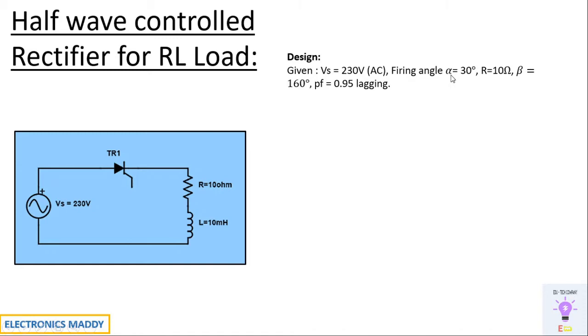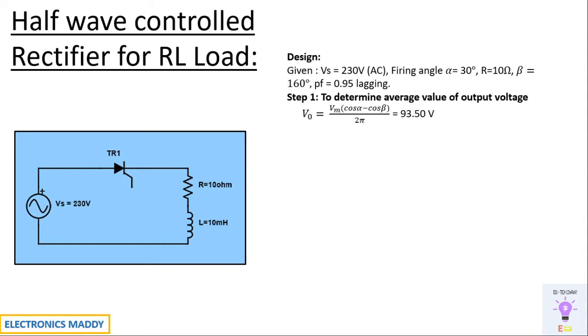We are doing it for a firing angle of 30 degree, and the supply voltage that is considered is 230 volt. The angle beta is taken to be equal to 160 degree, and the power factor will be equal to 0.95 lagging, because for an inductive load the power factor will be lagging in nature. The reason why it's lagging is because we have an inductor. For an RL circuit, what is the response when it is connected to AC supply? It's already explained in one of our previous videos. Please do watch it. It is available in our channel.